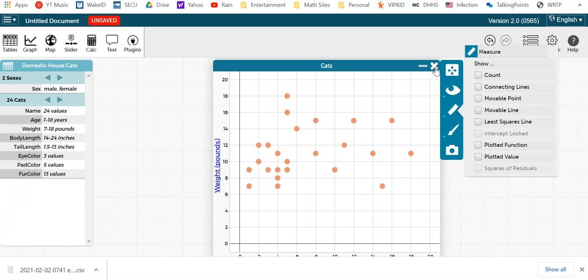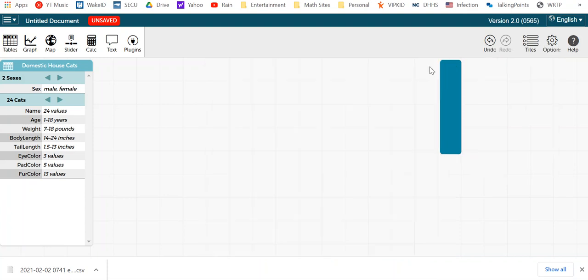So maybe, and sometimes you get to the data and the data is no help whatsoever. Now I will say that your higher weights come with later age, and you have a cluster down here at a younger age and not quite weighing as much. So maybe you could make that distinction. But let's try something else.